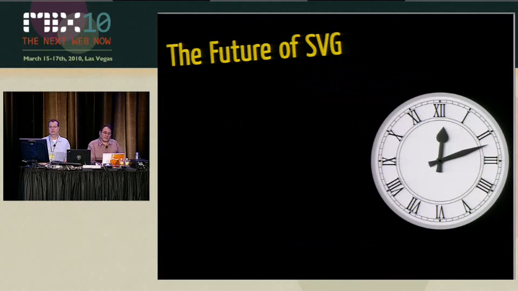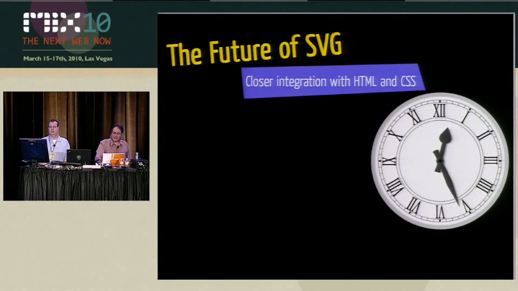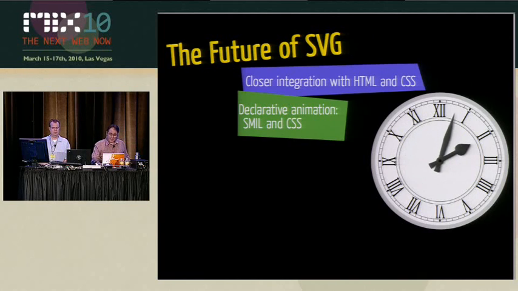Okay. So what is the future of SVG? Closer integration with HTML and CSS. We already talked about our task force, and we're trying to make sure that all these features that are available in SVG are also available in HTML and CSS. So again, the declarative animation. And when I put this in the future, because I think declarative animation is still one of those things that needs to be more widely supported, and we're going to be looking at that.